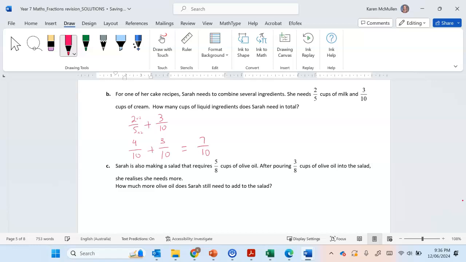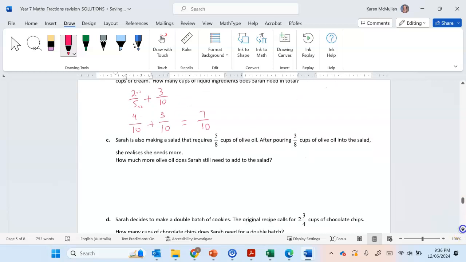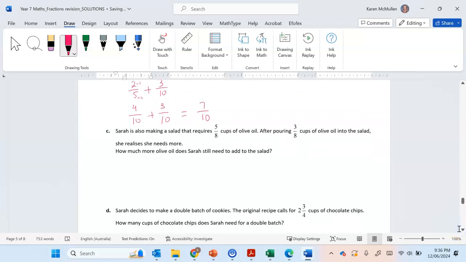So she's got 7/10 in total. All right, she's also making a salad that requires 5/8 cups of oil. After pouring 3/8 cups of olive oil into the salad, she realizes she needs more. Hasn't quite made it to the 5/8. How much more does she need?